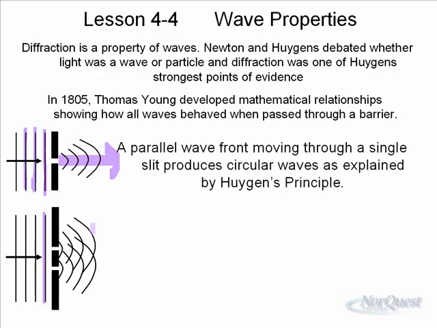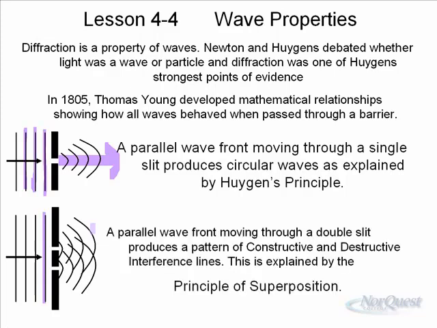And of course, a parallel wave front moving through a single slit produces circular waves, as explained by Huygens' principles. A parallel wave moving through a double slit produces a pattern of constructive and destructive interference lines. This is something that works with water waves, but it also works with any other kind of object that is wave-like. And of course, even light produces these interference patterns.